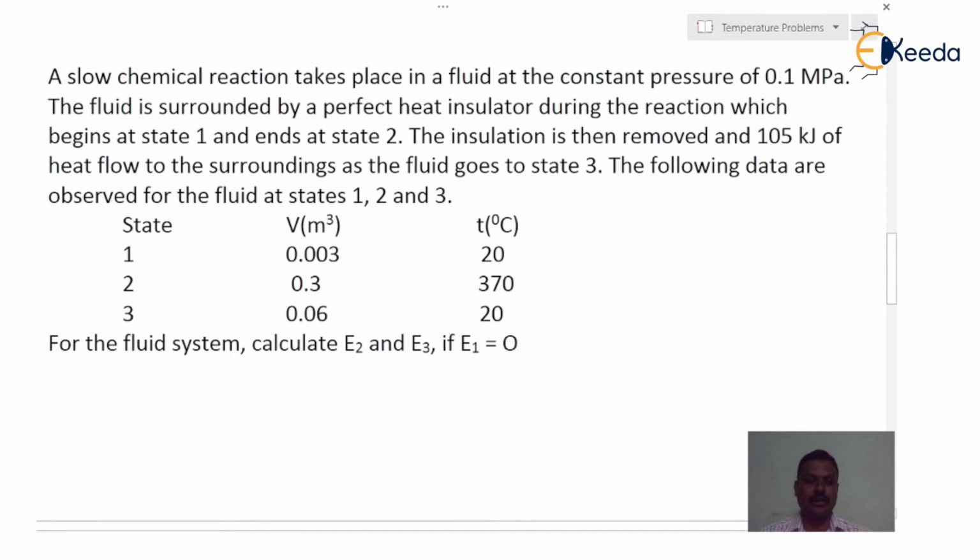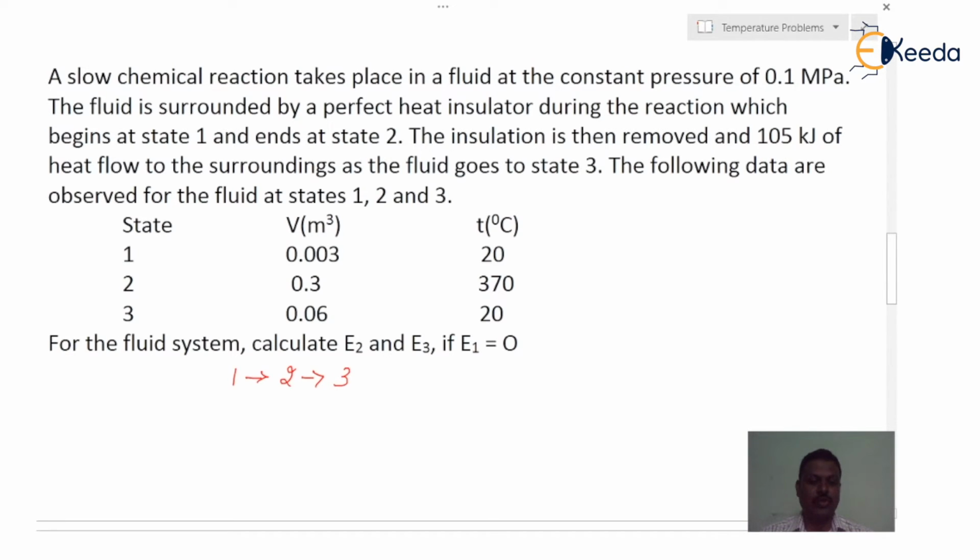Here E2 is the internal energy at state point 2, E3 is the internal energy at state point 3, and E1 is the internal energy at state point 1. So this E1 is 0. Here we have two processes, from state 1 to 2 and then from 2 to 3.